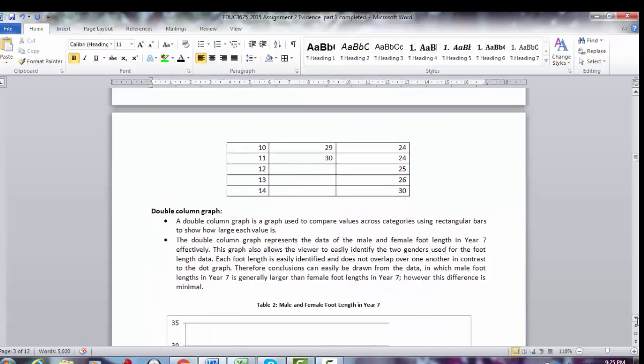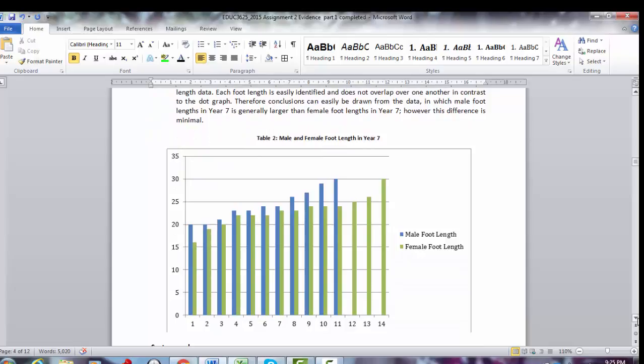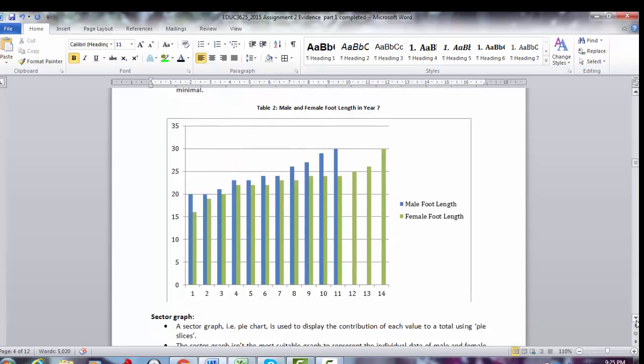So then we move on to the double column graph. The double column graph represents the data of the male and female foot length in Year 7 effectively. This graph allows the viewer to easily identify the two genders used for the foot length data. Each foot length is easily identified and does not overlap one another, in contrast to the dot graph. Therefore, conclusions can be easily drawn from the data, in which the male foot length in Year 7 is generally larger than female foot lengths in Year 7. However, this difference is minimal.